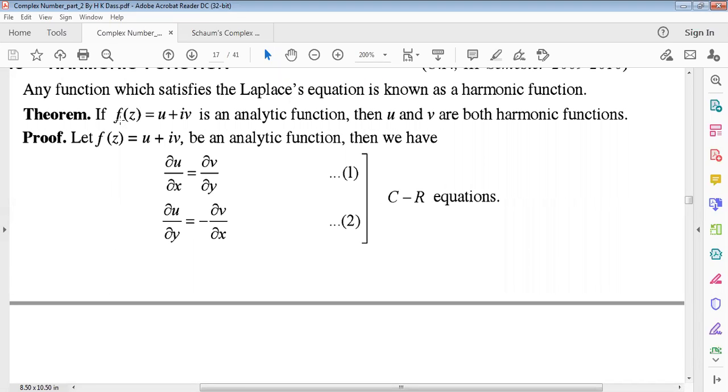Okay, now a theorem: if f of z equals u plus iv is an analytic function, then u and v are both harmonic functions. You must know about analytic functions, that means continuous everywhere and differentiable everywhere, then we can say that function is an analytic function. So we have to prove a theorem. Let f of z equals u plus iv be an analytic function.